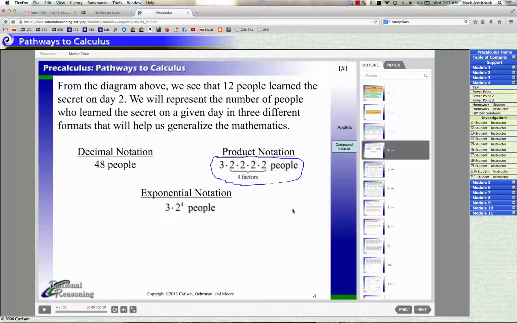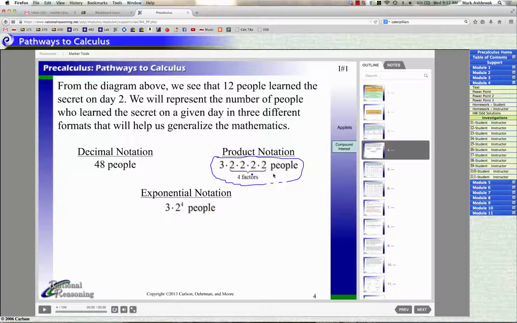Tell me your name again. Sean. Starts out with 3 people. Doubles every day for 4 days. So every day that goes by, you're going to have twice as many as the previous day. So you're going to have as many 2s as there are days that have gone by, multiplied together, right?